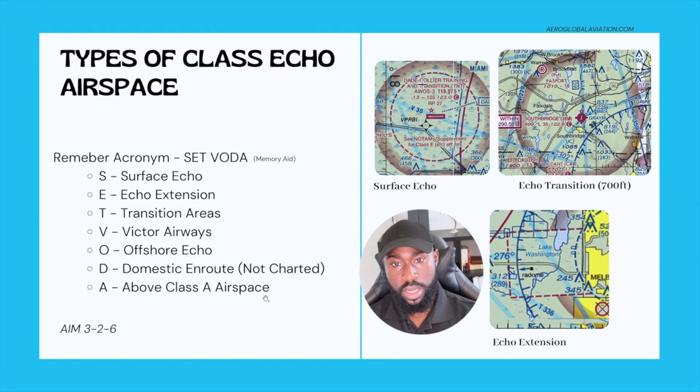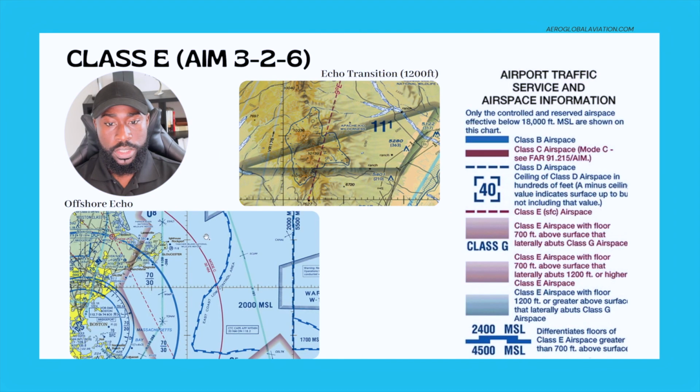We talked about how Class A airspace goes from 18,000 feet to flight level 600. So above flight level 600 is considered Class Echo. So that's above Class A airspace. So this is what the echo transition looks like. We talked about the echo transition with the shaded magenta lines that starts from 700 feet. Whenever you see a shaded magenta that has a blue shaded shape, that is Class Echo starting from 1,200 feet. So that's the general idea.